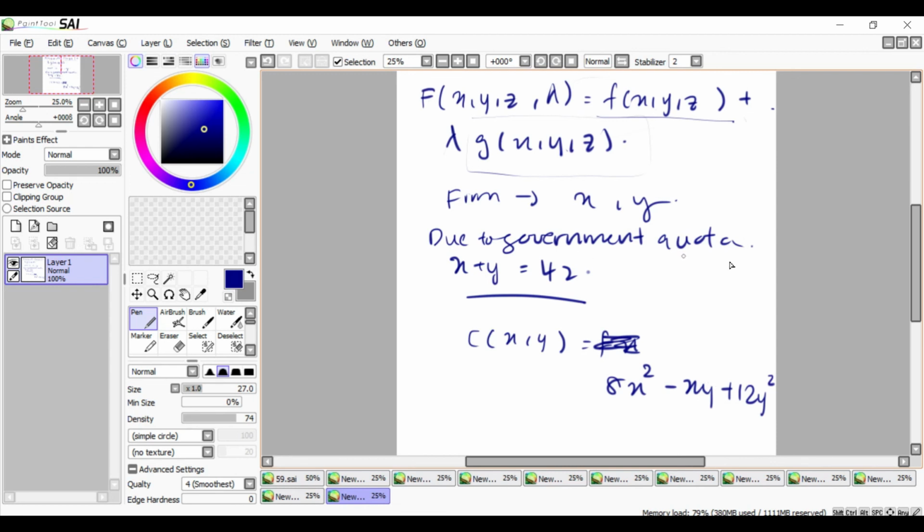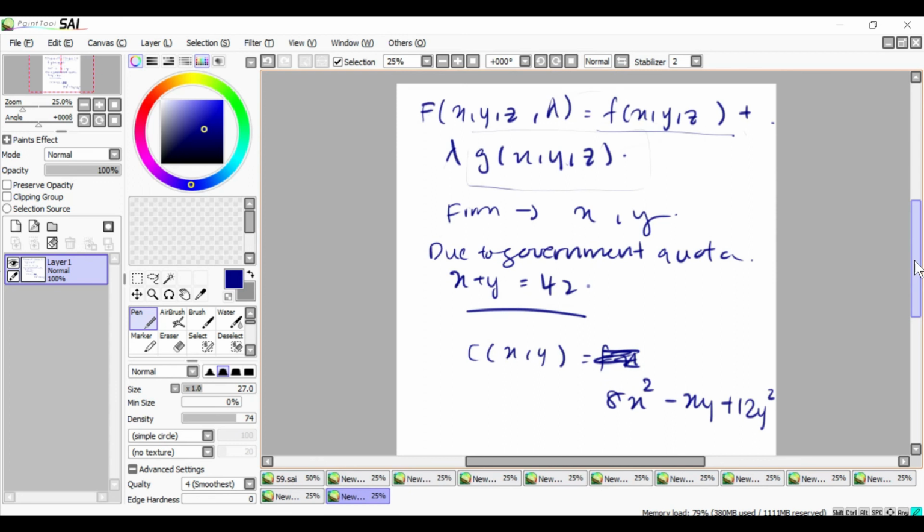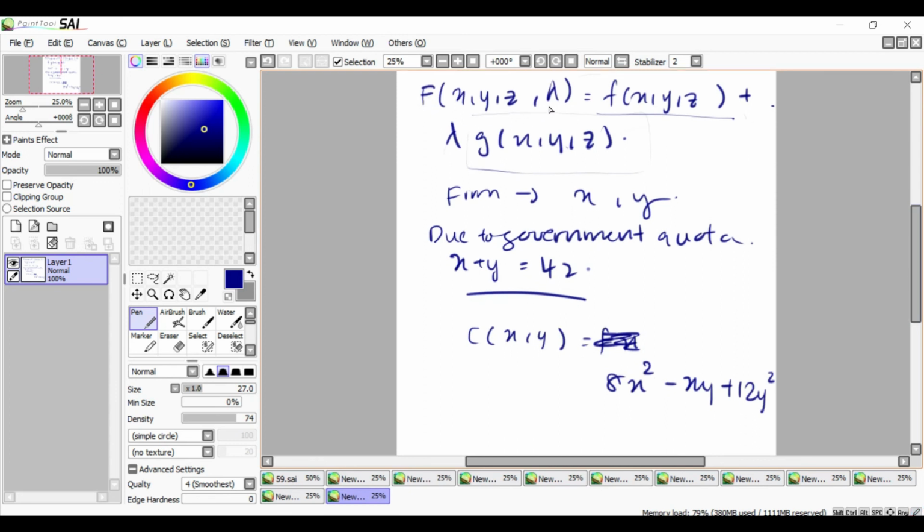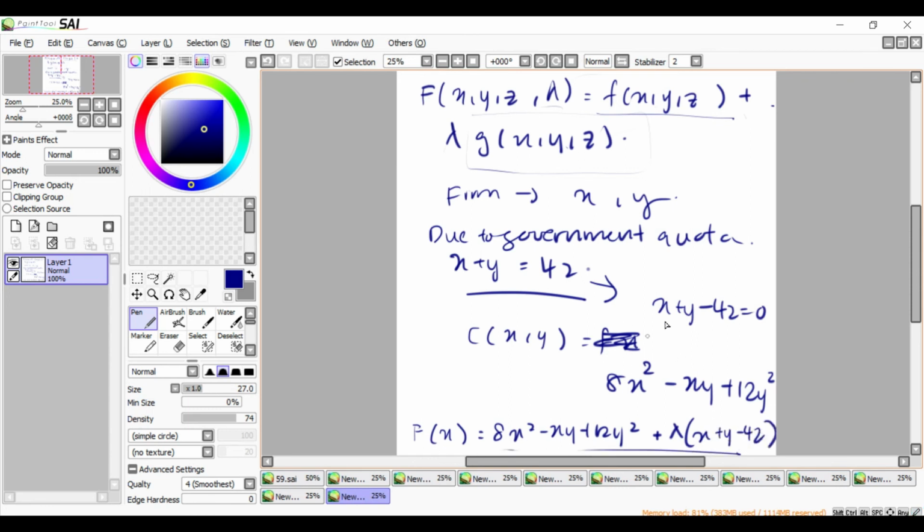Okay, so we're going to make our new function here. So it'll be the main function plus lambda times the constraint, and we've got to make this constraint equated to 0. Alright, so this is our new function. Now we're going to be differentiating this function with respect to x, y, and lambda.